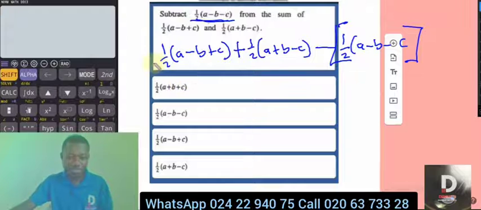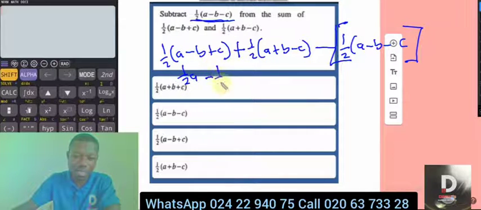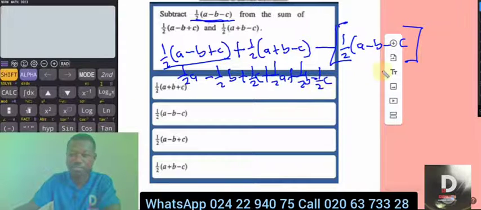So let's sum them. What do we have? First of all, you can't sum them just like that. You open the brackets before. Have you gotten it? That's maths. What you see, you do justice to it. You don't oversee. So this is half A, right? Half A minus half B plus half C. That is the first term. I'm coming here to plus half A plus half B minus half C. You get it?